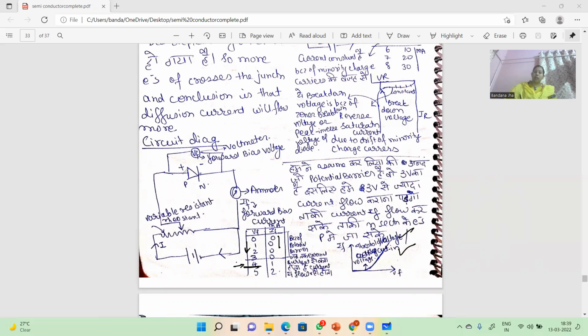Is this clear? Here also P is connected to my positive terminal and N is connected to my negative terminal, and use a rheostat to control the resistance. Okay.